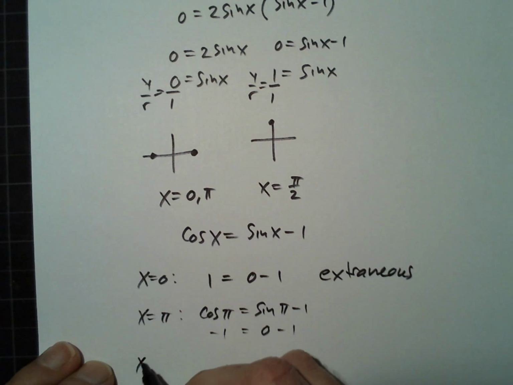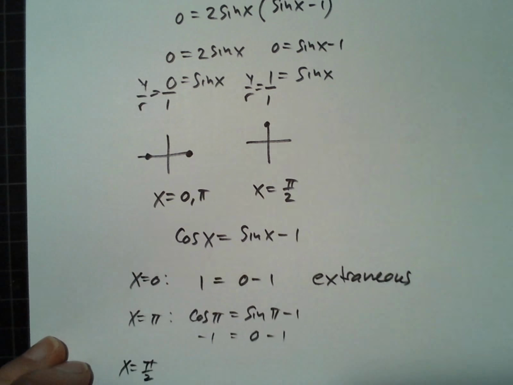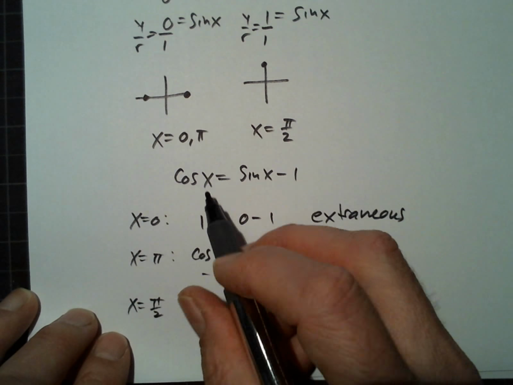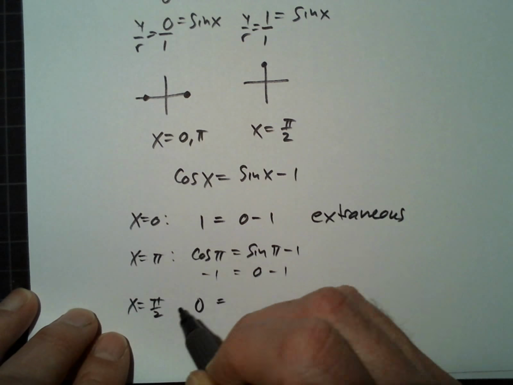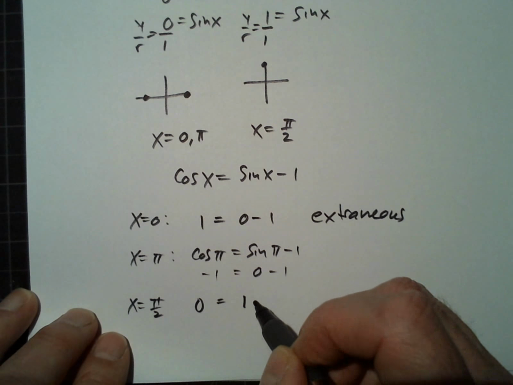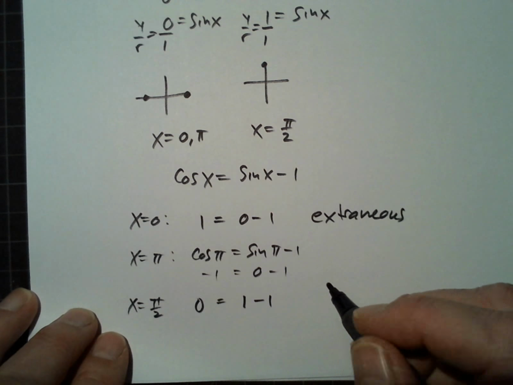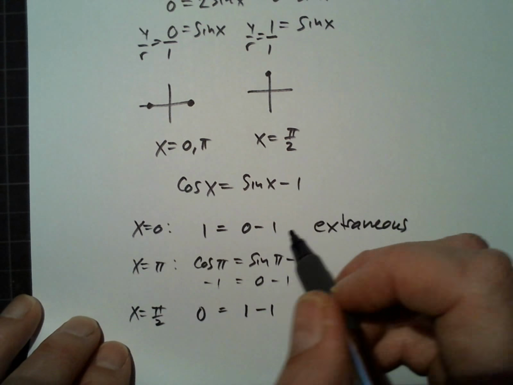And let's try pi over 2. Cosine of pi over 2 is 0. Sine of pi over 2 is 1. And that's a solution. So we get pi and pi over 2 are solutions.